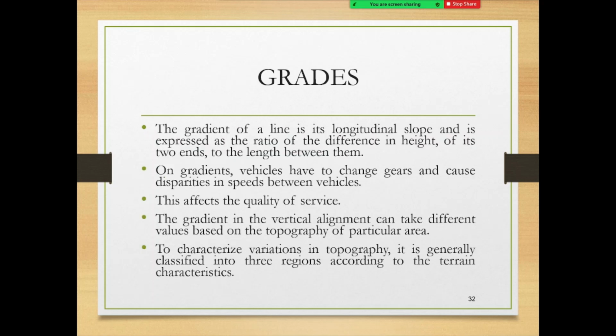Now we have to discuss about grades. What do you mean by grades? The grades you are going to get in the university? No, right? Grade means the slope of the road along the road. Okay, so the gradient of a line is its longitudinal slope and is expressed as the ratio of the difference in height of its two ends to the length between them. Okay, so that means grade is h divided by L. Okay, L is the horizontal length.